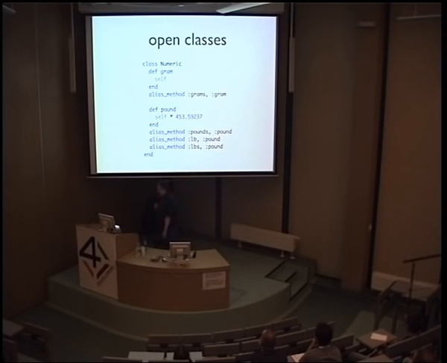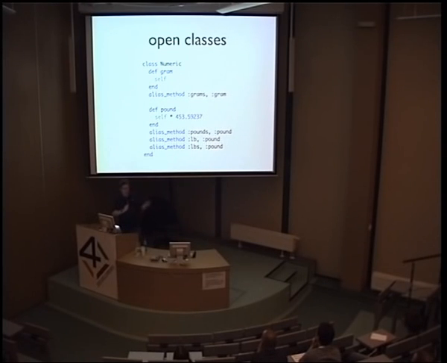Ruby also has a really nice mechanism called alias method. I want this to be really nice and fluent. I don't want the people who are consuming it to have to say 4.gram. They would rather say 4.grams with an S. And so I create an alias method here that says anytime you call grams, just turn around and call gram for me. So if I call 4.grams, it's the same as calling 4.gram. I do the exact same thing with pound down below. And it turns out that a pound is 453.59237 grams.